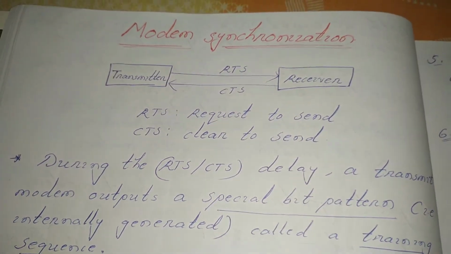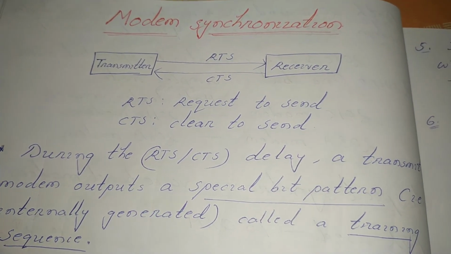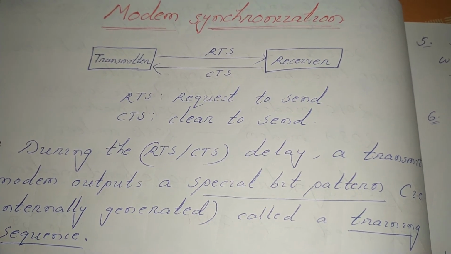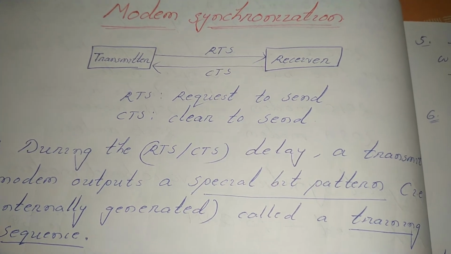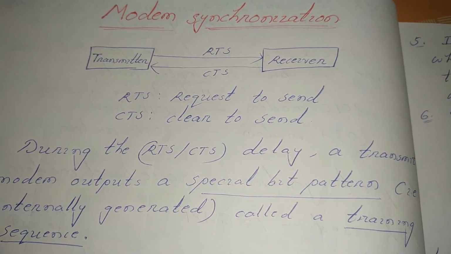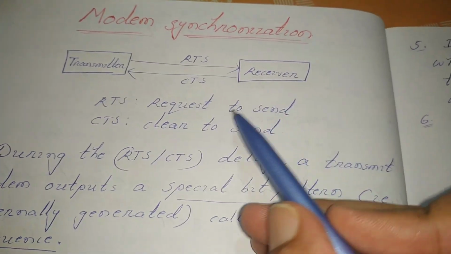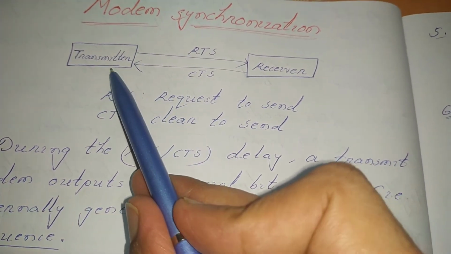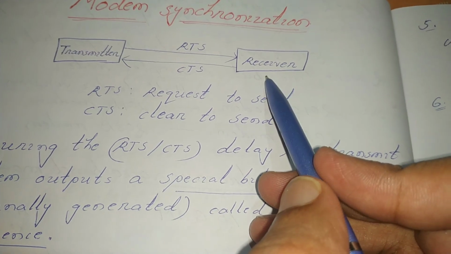Both the transmit side modem as well as the receiver side modem should be synchronized. To do that modem synchronization, you need to follow different things, like the equalizer circuit, where equalization is done. We will see that later on. So first see in this diagram, a transmitter is there and a receiver is there.